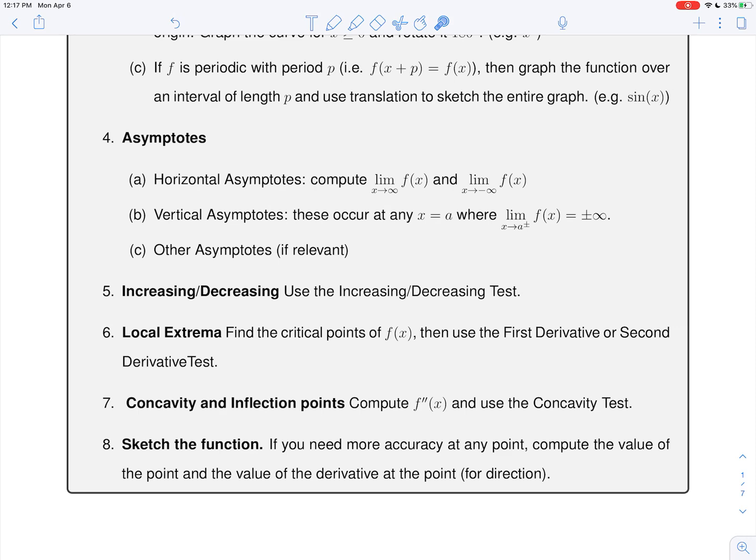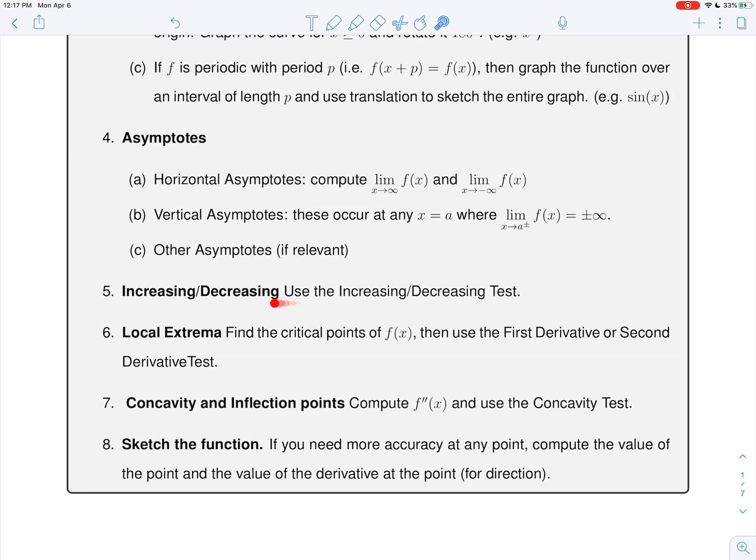Asymptotes, horizontal asymptotes: you want to just check the limit at plus or minus infinity and see what happens. Vertical asymptotes happen anywhere when, as x goes to a from the left or right, f blows up to plus or minus infinity. And then other asymptotes, I'll show you an example of C towards the end.